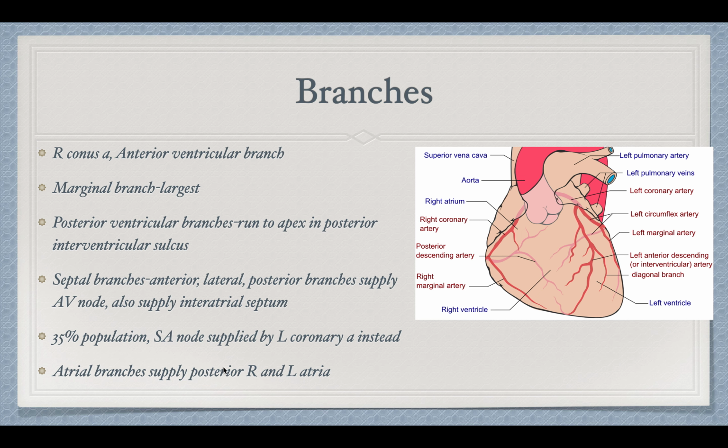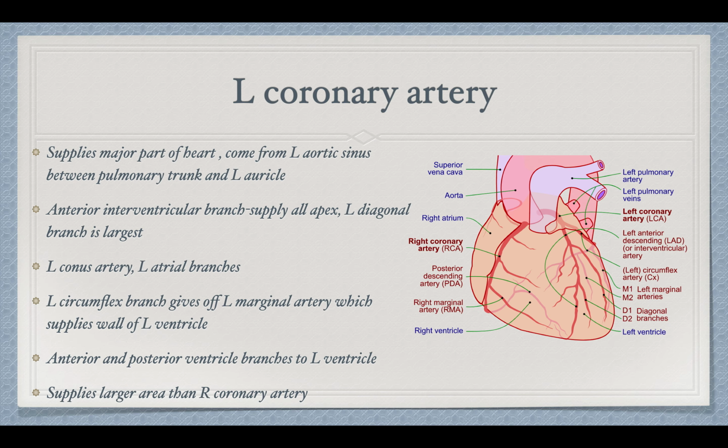And then the atrial branches will, of course, supply the atrium, but it supplies both the right and left atria. So the left coronary artery is going to be the main artery of the heart. It's going to supply the majority of the heart, and it comes from the left aortic sinus, so in between the pulmonary trunk and the left auricle instead. So it kind of curves around the pulmonary trunk from the aorta. In between right here should be the left auricle.